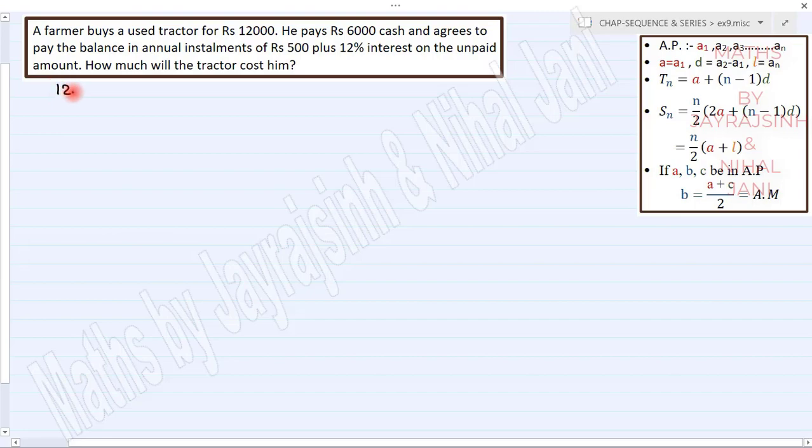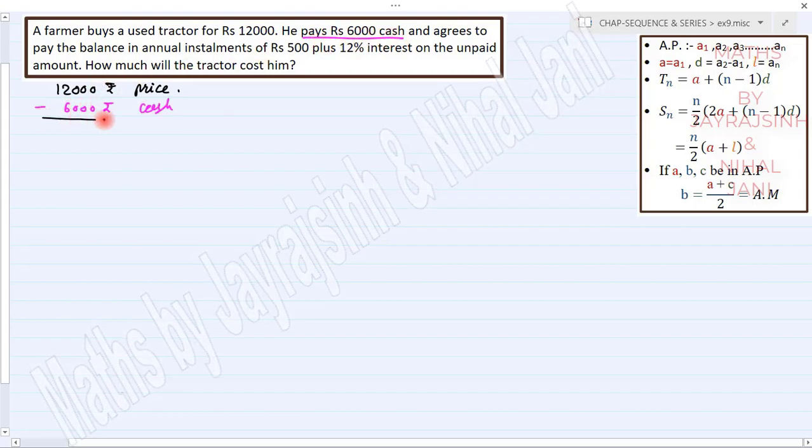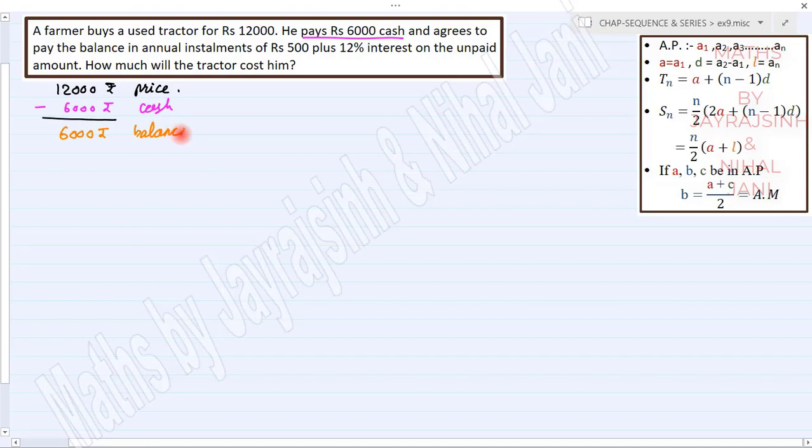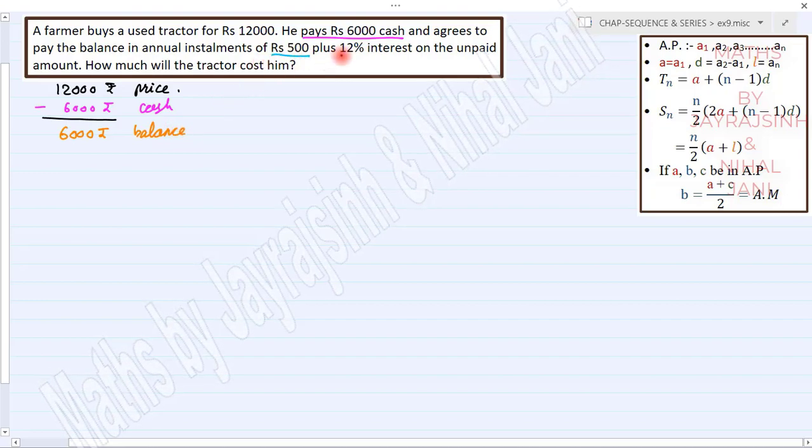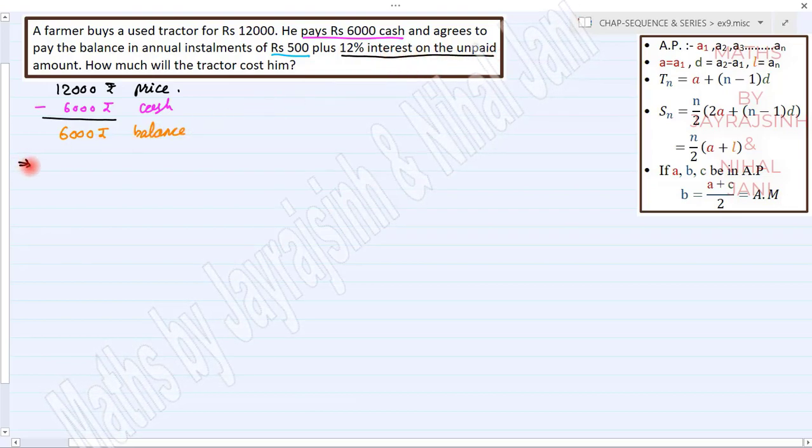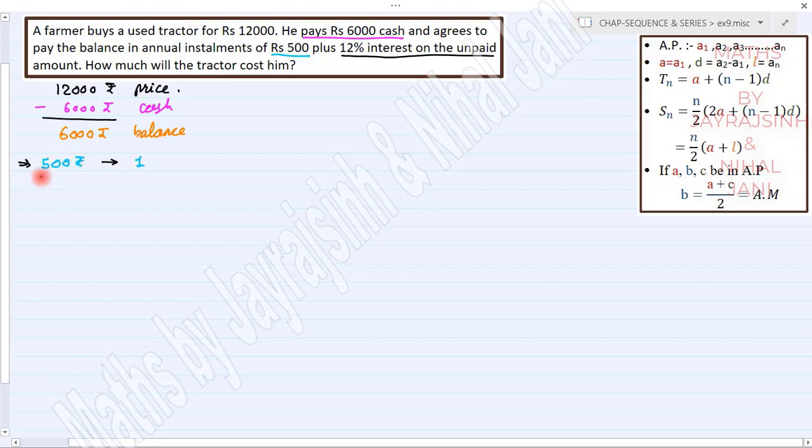A farmer buys a used tractor for rupees 12,000. Then he pays 6,000 in cash. That means he has to pay another 6,000 rupees in the form of installments of rupees 500 plus interest. He agreed to pay 12% interest on the unpaid amount. So he will pay 500 rupees each month.